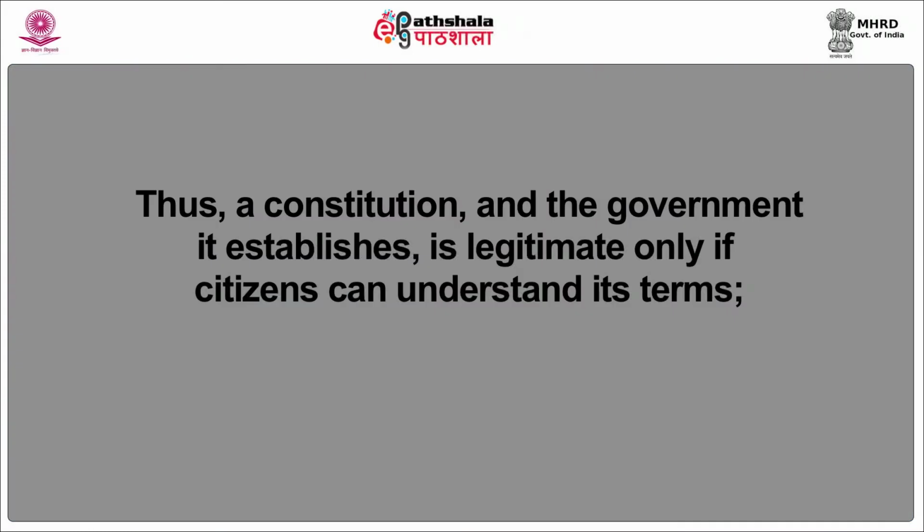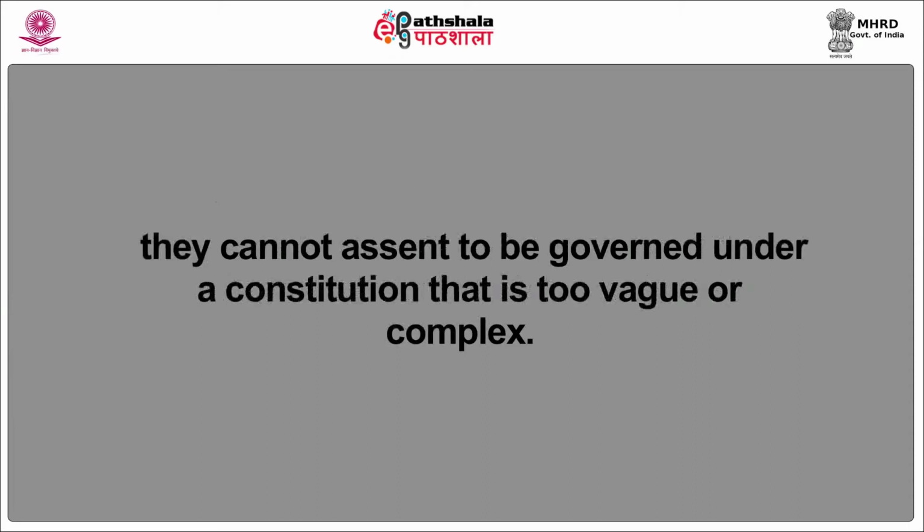This principle states that political power is justified only when exercised in accordance with a constitution, the essentials of which all citizens, as reasonable and rational, can endorse in light of their common human reason. Thus, a constitution and the government it establishes is legitimate only if citizens can understand its terms. They cannot assent to be governed under a constitution that is too vague or complex. The concern for social contractarians with constitutional economic, social, and cultural rights is that it may be very difficult for citizens to understand exactly what rights require and precisely when they are violated.